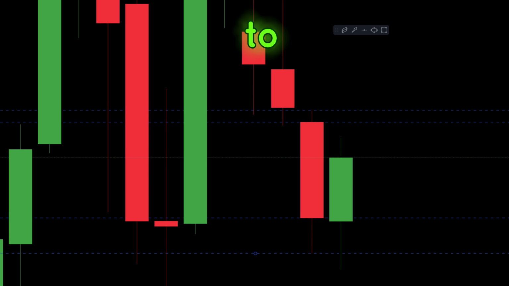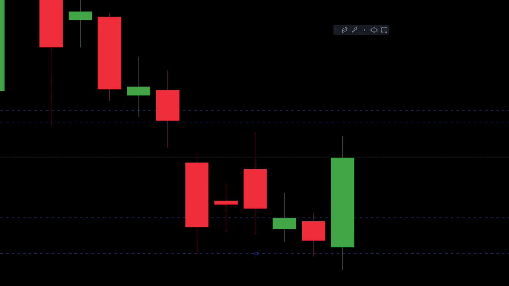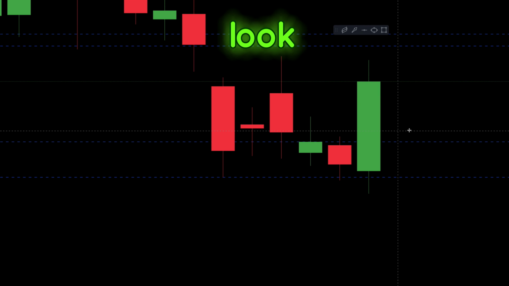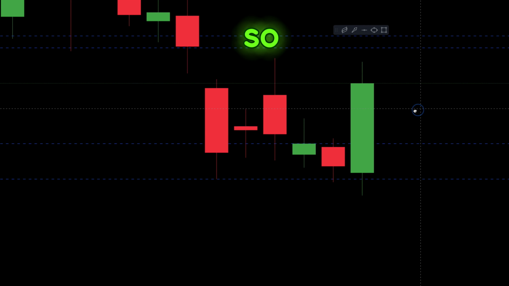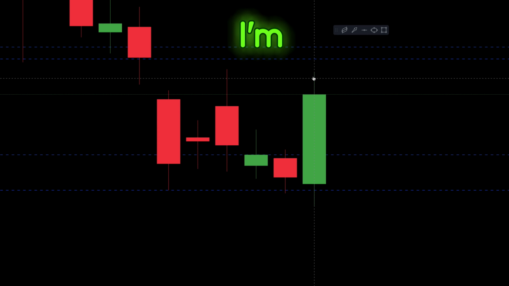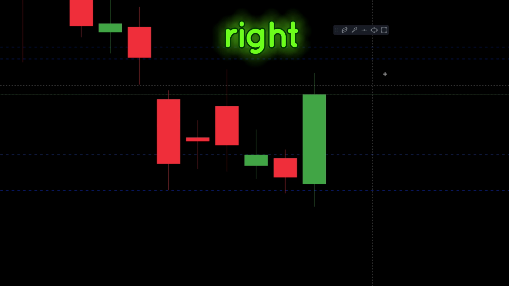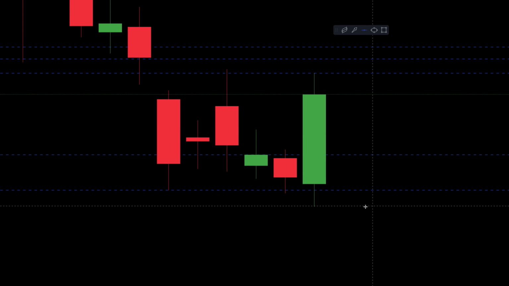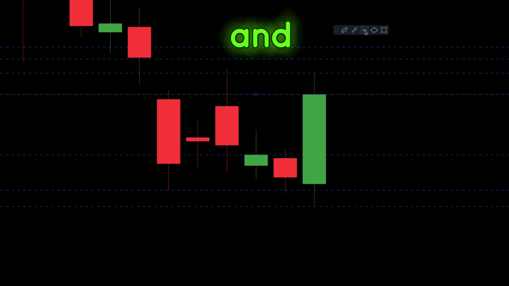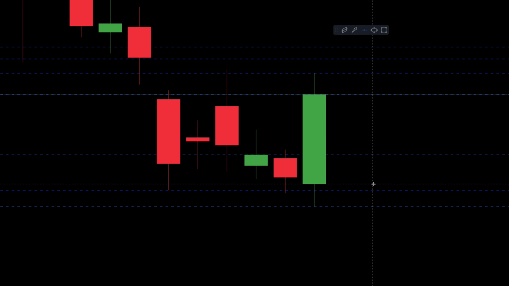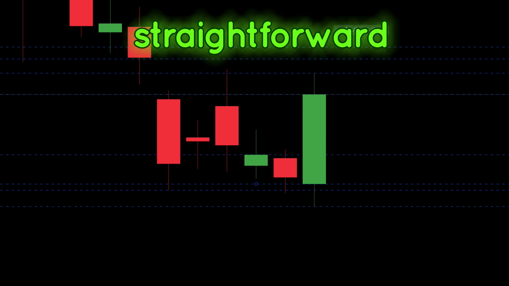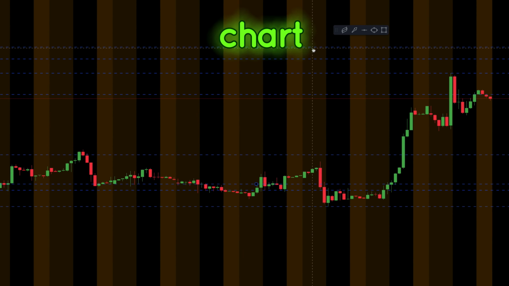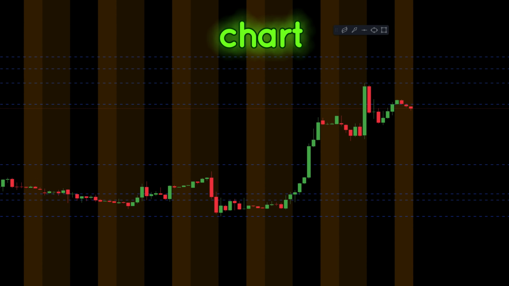I'm looking at this big red candle, the previous month, and just like that. And then we go to the weekly candles, and I look at the previous week. If tomorrow is Monday, I'm going to be looking at this candle right here. So I chart the highs, the lows, and the open and the close. Just like that, straightforward.